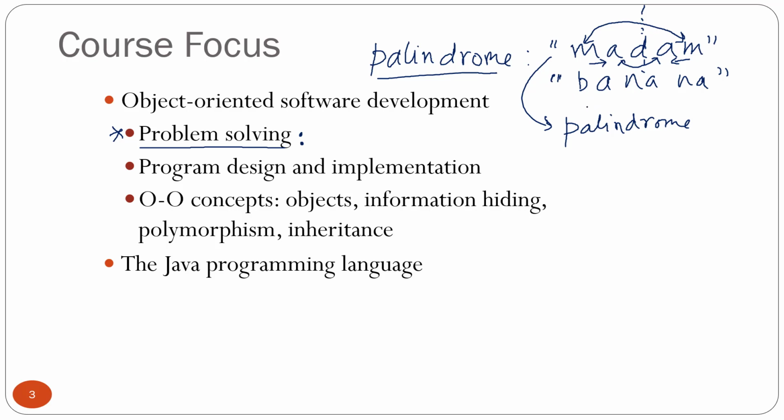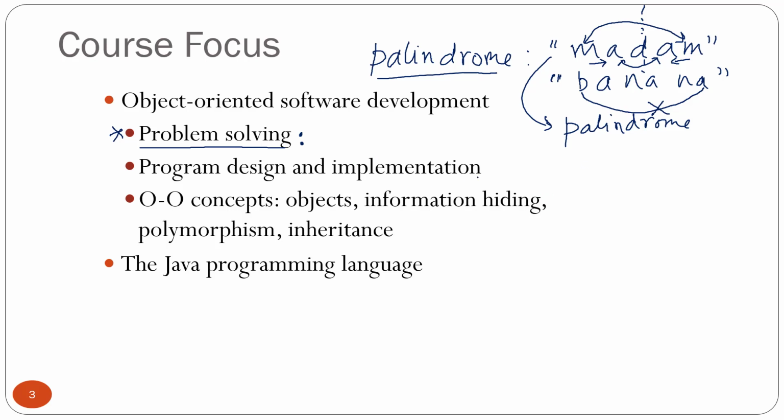Let's see, is banana a palindrome? To check that, you will have to compare b with a. Does that match? No. Since the very first instance of extreme characters doesn't match, there's no point comparing the other characters. So this is the logic that you should have. Although this problem of palindrome can be solved in a number of different ways, this is one of the methods which I believe is very efficient.